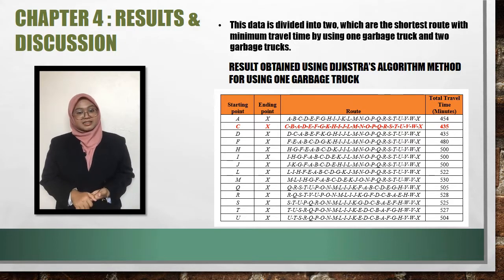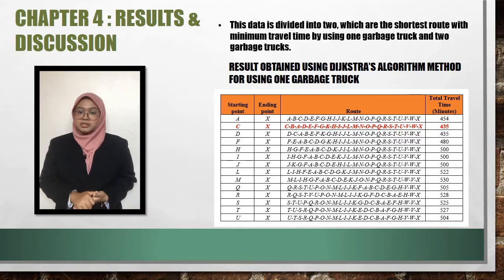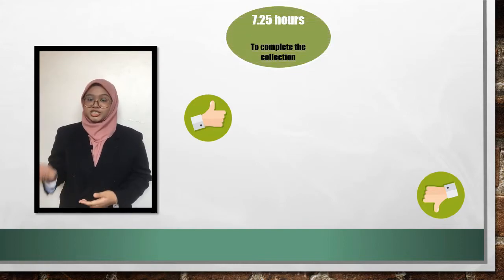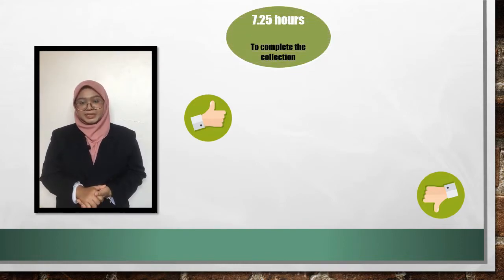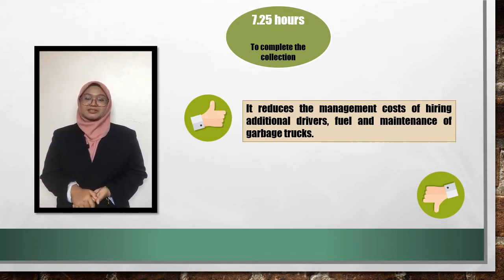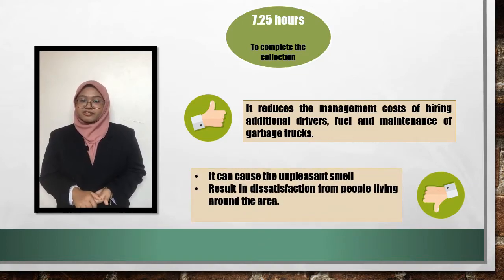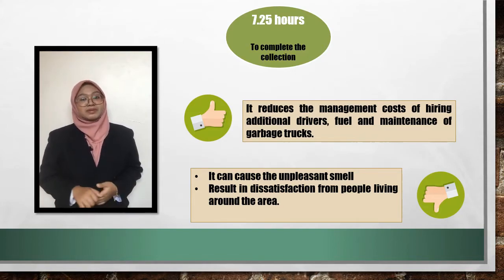As a result, the red color determines the shortest route and its total travel time in minutes, which is from node C to node X and takes about 435 minutes or 7.25 hours. The route shown in the table will pass all nodes, which satisfies the objective. As a discussion, it takes 7.25 hours to complete the collection task. The advantage of using one garbage truck is it reduces the management cost of hiring additional drivers, fuel and maintenance of garbage trucks. The disadvantage is it can cause an unpleasant smell and result in dissatisfaction from people living around the area.